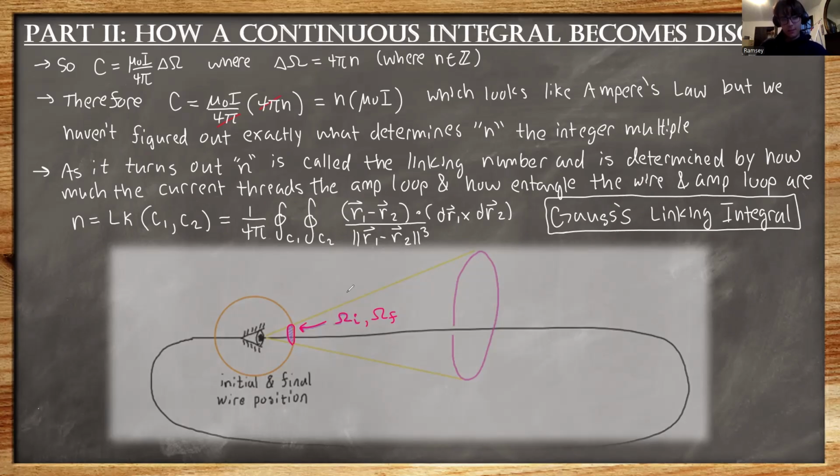And that's what we've done here: show that as you're walking the wire and looking at the projection of the amp loop, you're going to get some integer multiple of 4 pi because you're starting where you're finishing.